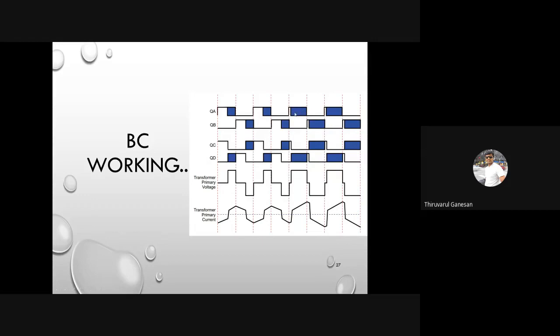If it is operating more than 80% of the time, then you will get more output voltage. And if it is 50%, you will get a proper square wave. And this is the current waveform with respect to your voltage. This is a normal inverter pulsing pattern.